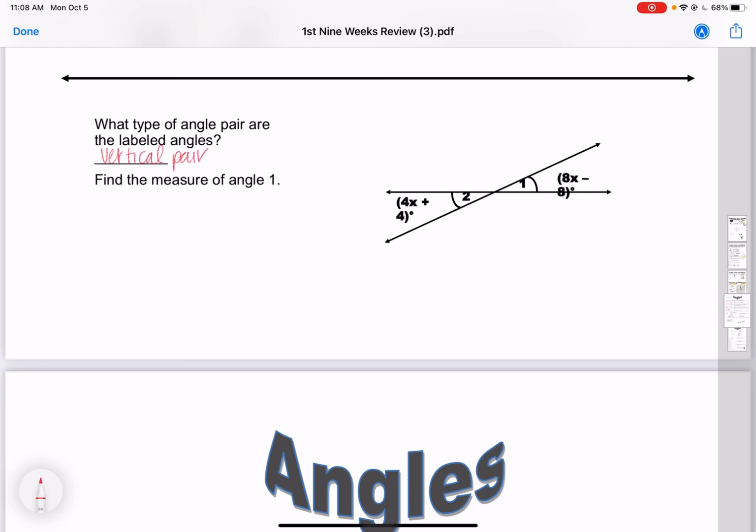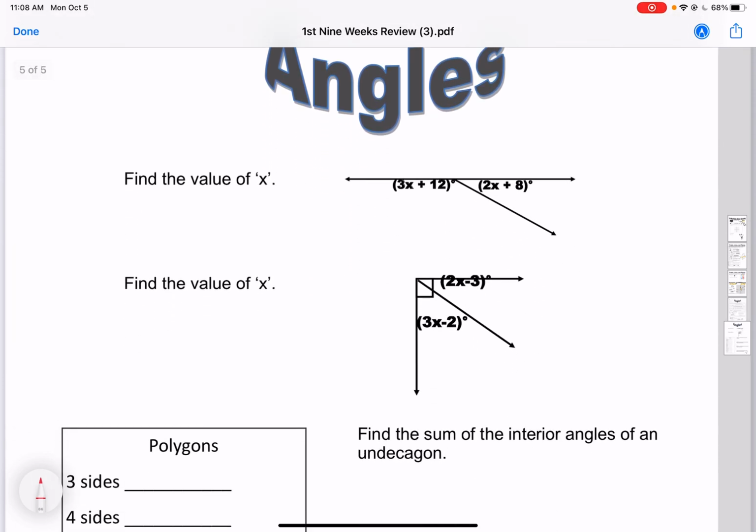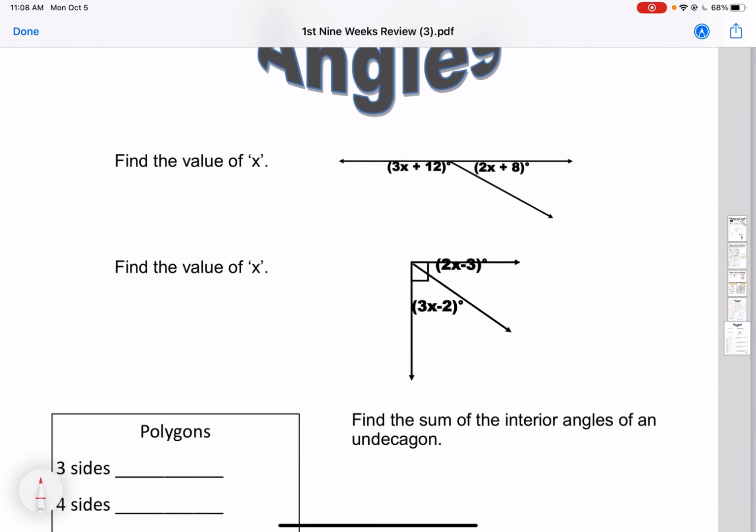And how you solve it, it says find the measure of angle 1. So it wants this angle right here. Well, they're vertical, so they're always congruent. Okay, so we have 4x plus 4 equals 8x minus 8. And that's how you solve that one. All right, find the value of x. This is a linear pair. So you're going to do 3x plus 12 plus 2x plus 8 equals 180.